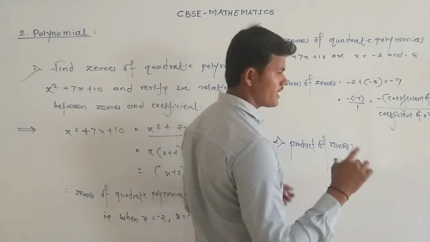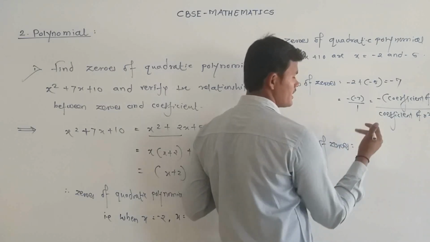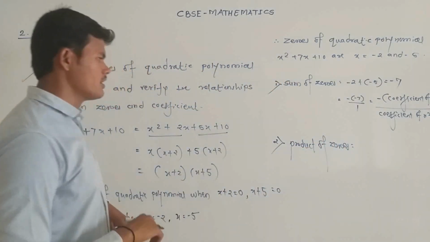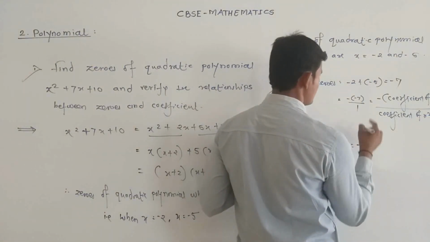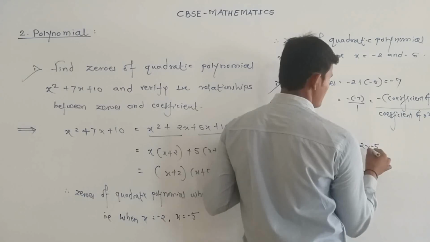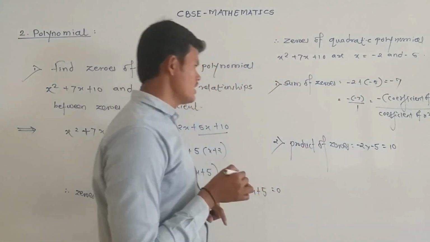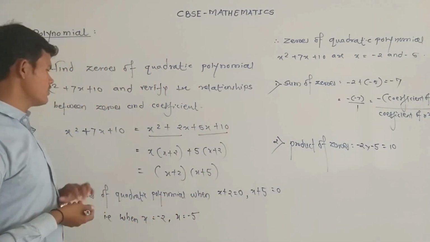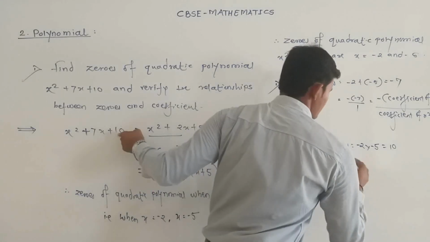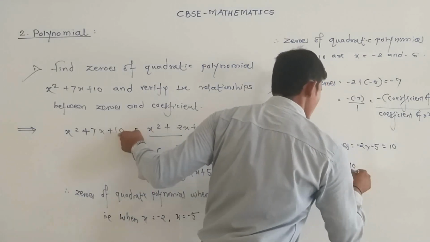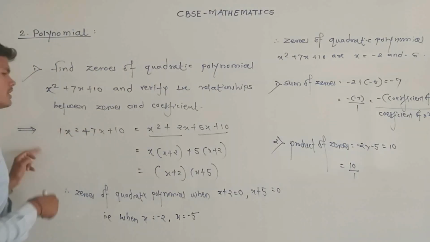The second relationship is product of zeros, that is alpha into beta is equal to c by a, where c is the constant term and a is the coefficient of x square. Product of zeros: first zero is minus 2 and second zero is minus 5, so we get the product as 10. So 10 divided by 1. Let's check here: 10 can also be represented as 10 divided by 1, where 10 is the constant term and 1 is the coefficient of x square.